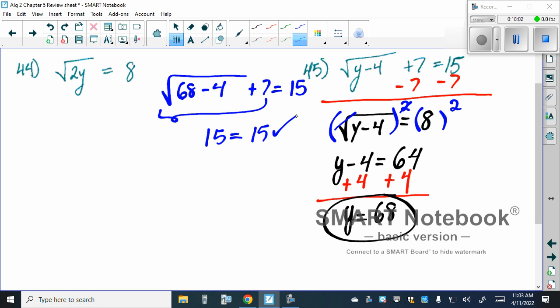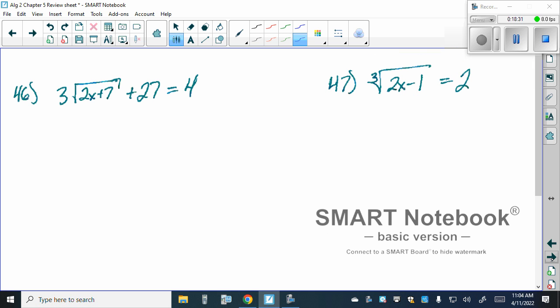Any other questions on this here? Now, if you want to work it out step by step, writing that the square root of 68 minus 4 is 64, so having the square root of 64 plus 7 equals 15, simplifying to 8 plus 7 is 15, 15 equals 15, that works as well. Any other questions on 44 or 45? Questions on 46 or 47?